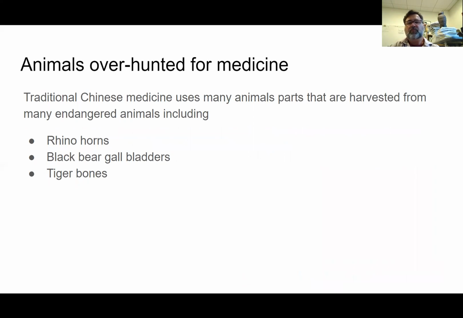Animals can be overhunted for medicine. So there are several traditional Chinese medicines, sorry, that use animal parts. And some examples here are rhino horns are used as an aphrodisiac. You have black bear gallbladders, where only the gallbladder is removed. For rhinos, the animal is shot and only the horns are removed. And then tiger bones.